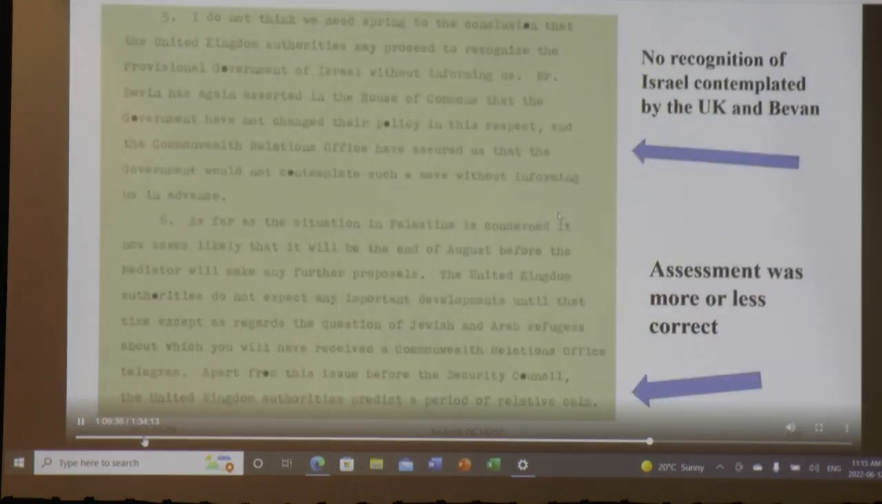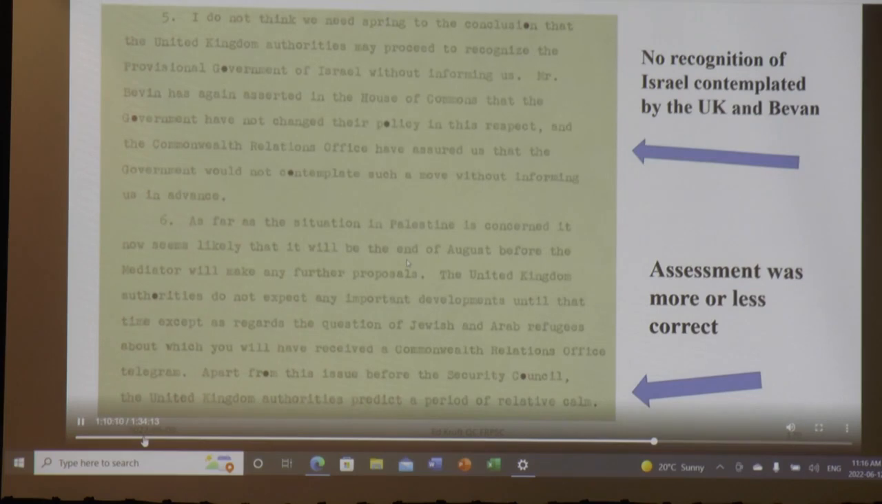And in this memorandum from the High Commissioner in London, he said, don't worry, we won't put you out where the UK authorities will recognize the provisional government of Israel without telling you. Mr. Bevan, remember, who worked for Mr. Attlee as the Foreign Secretary, has said in the British House of Commons that the government in the UK hasn't changed its policies, and the Commonwealth Relations Office assured us the government won't contemplate a move without informing us in advance.